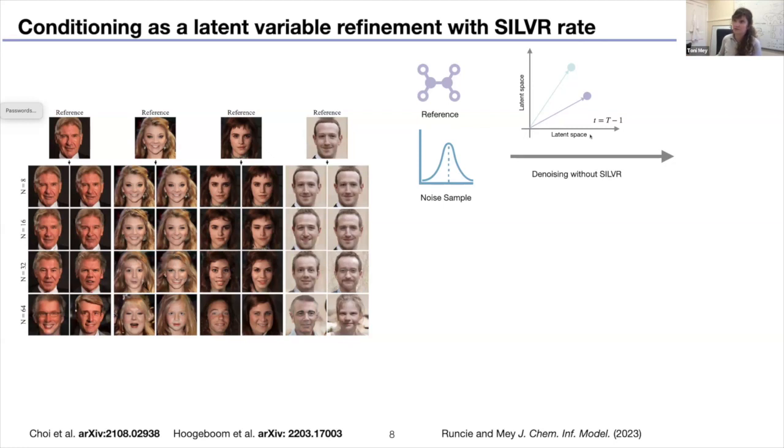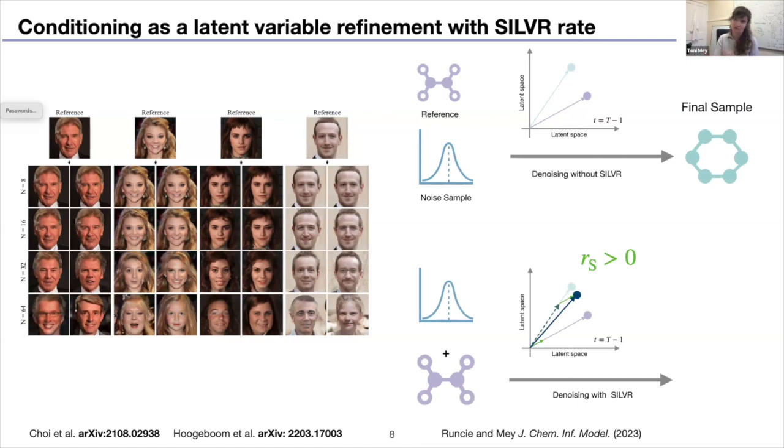If we don't use any iterative latent variable refinement, we just generate a sample that has nothing to do with our reference molecule. However, if we're doing this latent variable refinement, as we are denoising, we're basically forcing our generation process towards Harrison Ford, or in our case, towards our reference molecule with this vector called SILVR. It's a SILVR rate that basically is the rate at which we push our random noise towards our reference molecule. So in the image process, that would be how much we are pushing our image generation towards Harrison Ford. And that way we can generate a final sample that looks a lot more like our initial sample and not just some random molecule.